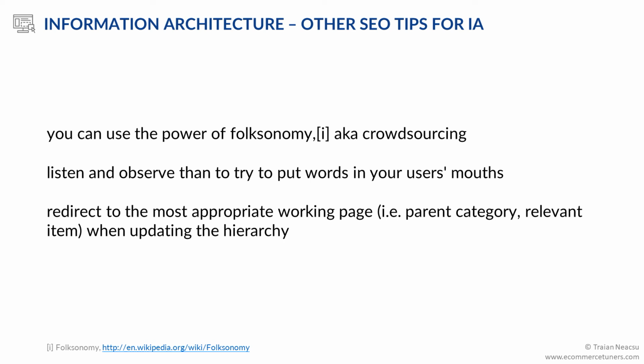If you need to categorize large volumes of items, you can use the power of folksonomy, which is an academic term for what we commonly call crowdsourcing. Services such as mTurk from Amazon will allow you to quickly categorize products using real people. However, you need to be careful in how you select participants and what instructions you give them. When you remove or update categories and subcategories from your website, make sure that the URLs belonging to the updated or removed categories redirect to the most appropriate working page.